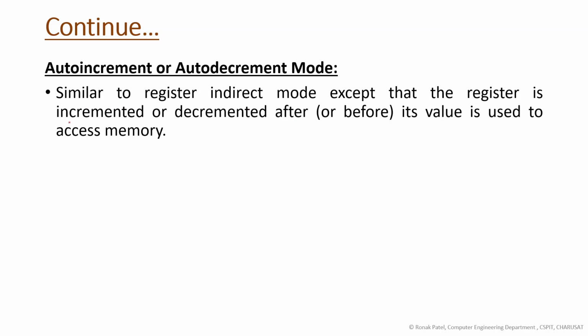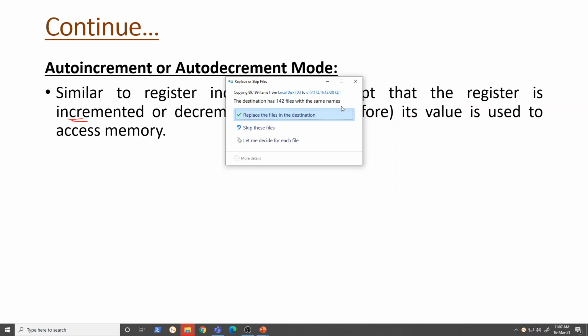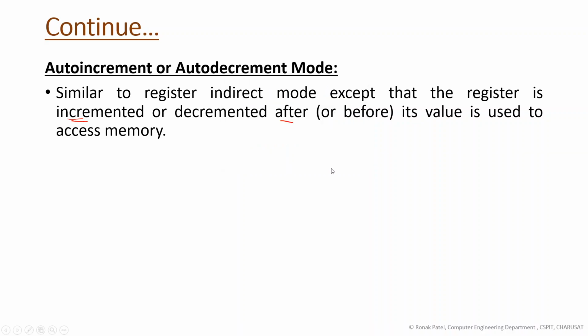In case of increment, after or before its value is used to access memory. So it is auto increment decrement mode. It's a register indirect mode only. The only difference is the register is incremented or decremented after its value is used to access memory.